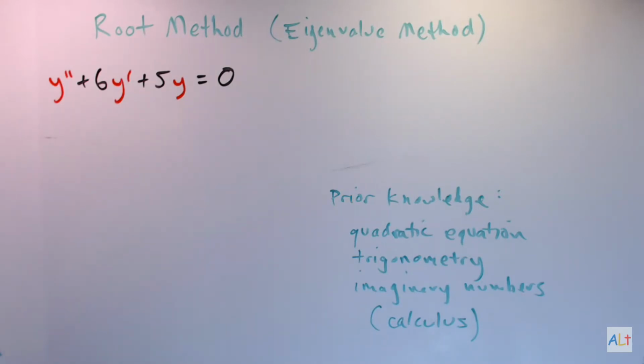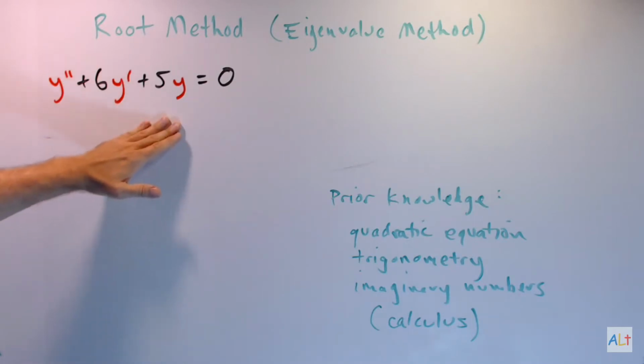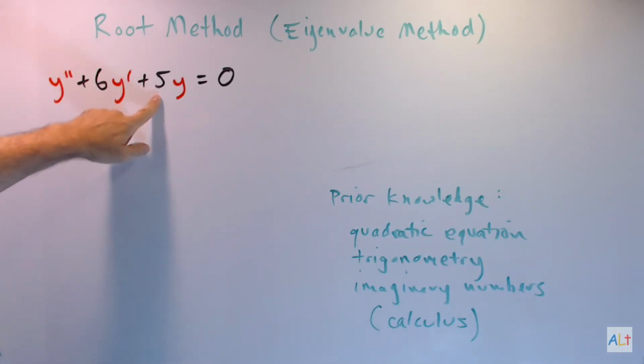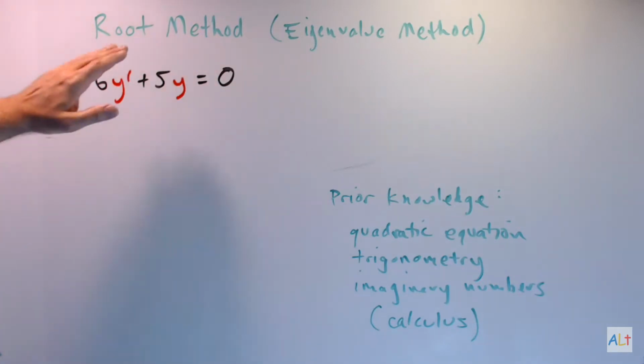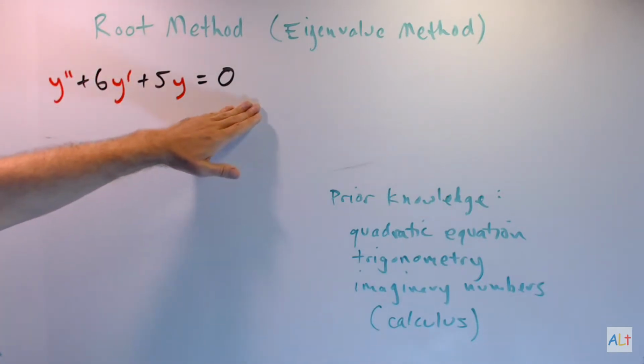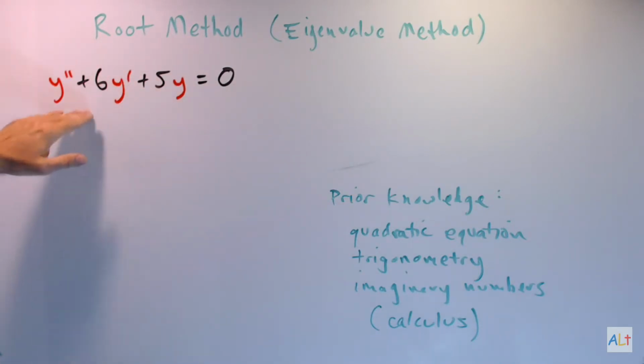The root method works for differential equations in this form. They must be linear, they must have constant coefficients, and they must be homogeneous. Now, it is possible to use the root method to solve non-homogeneous equations that are otherwise in this form, but there's a whole process involving this and another method, the method of undetermined coefficients. I won't be getting into that.